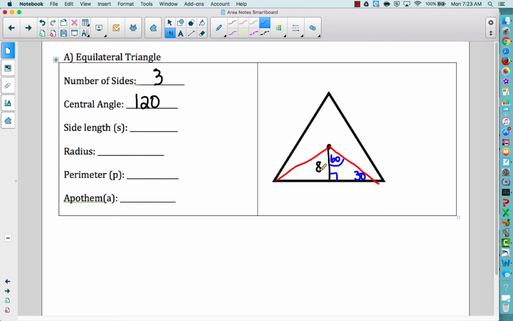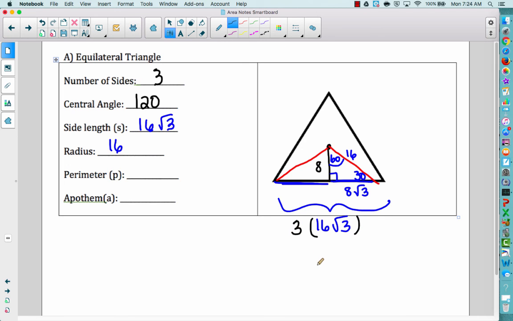Okay, so I have the side opposite 30. So I have the short leg, so that tells me my hypotenuse is 16, and that my long leg, so across from 60, is 8 root 3. So my radius is 16. I double 8 root 3 to get the side length of the figure, which is going to give me 16 root 3. And then to find the perimeter, I multiply that by 3, because there's 3 sides, which is going to give me 48 root 3. All right, so my perimeter is 48 root 3.